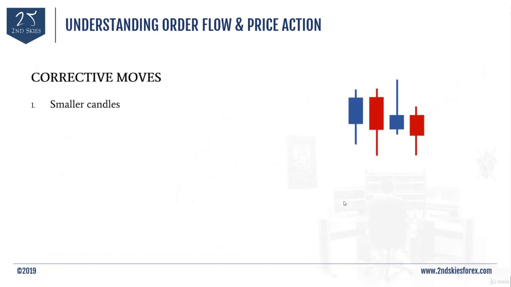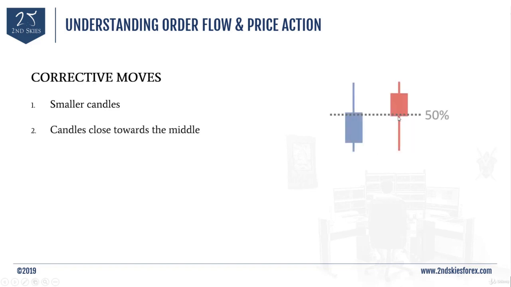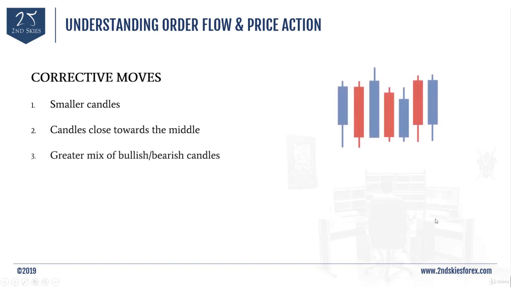Corrective moves are really easy to understand because they're just the inverse of an impulsive move. Instead of the candles being large, they're smaller in nature. Instead of the candles closing towards the highs or lows, they close towards the middle. Instead of there constantly being one color of candle, bullish or bearish, there's a mix. So just think of corrective moves as the inverse of an impulsive move, not just from a visual standpoint, but in what they communicate from an order flow perspective.